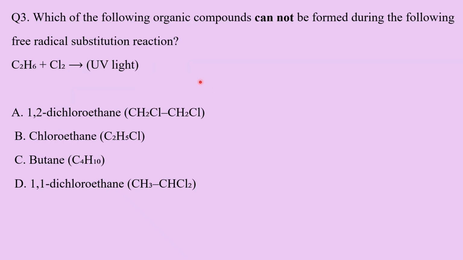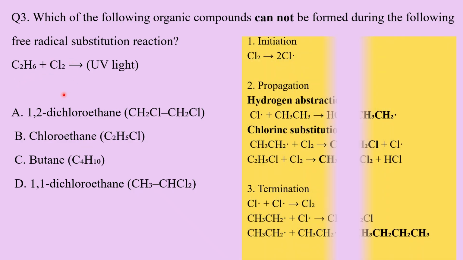Now question 3 is: which of the following organic compounds cannot be formed during the following free radical substitution reaction? Here we have ethane, which is undergoing a free radical mechanism with chlorine. Here also we have to do the mechanism, and only then will we be able to answer which will not be formed. Firstly we will do the initiation step, then propagation, and then termination. Here are the products that I have got.